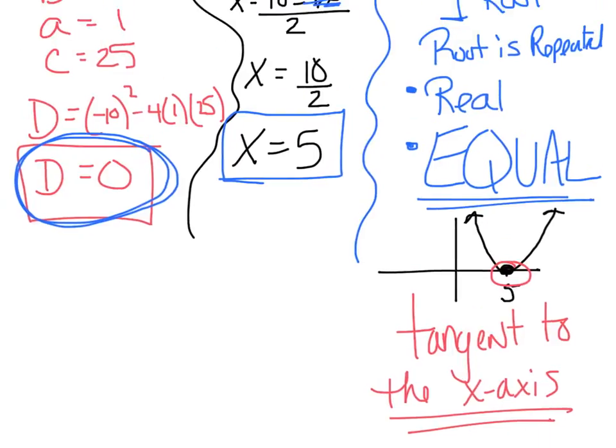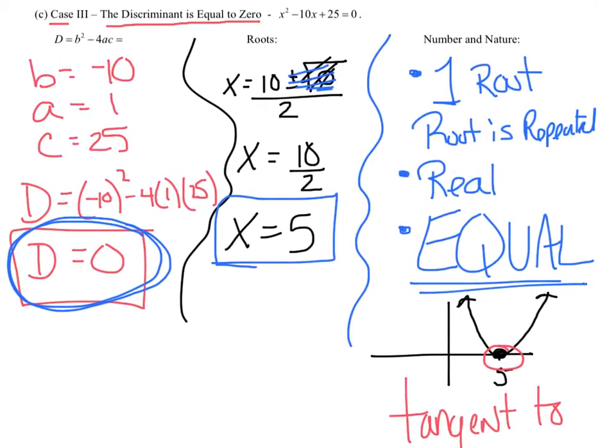All right, so now this one was very different from the previous two. We got 1 real root. Notice it's real, it's not imaginary. It's repeated, and the roots are equal. And to me, that's a huge word. That's the word that's different from everybody else. The roots are equal when it's equal to 0.